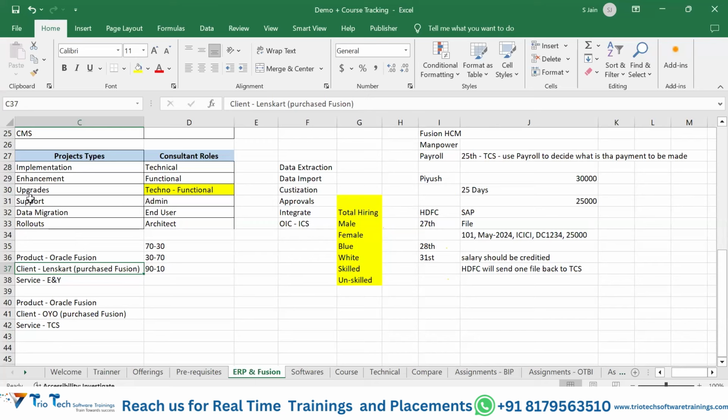So that is the reason, guys, there is a support project. Once we go live, there will be a support team that will be supporting the day-to-day transactions and day-to-day issues which get raised. We are working on that.